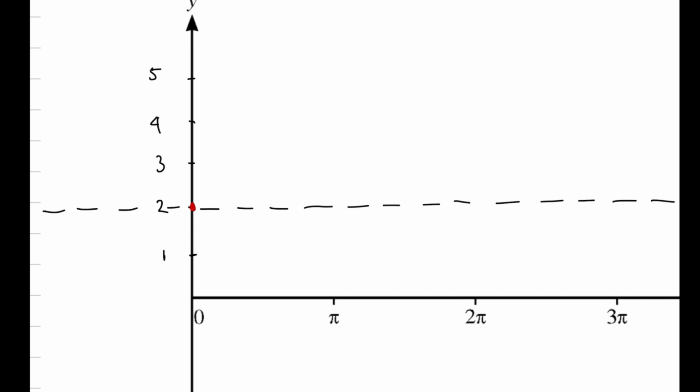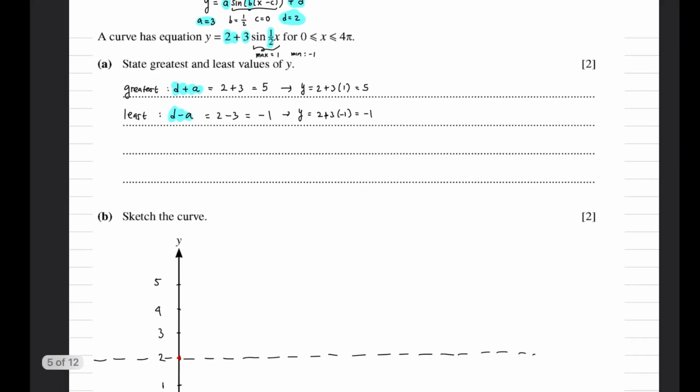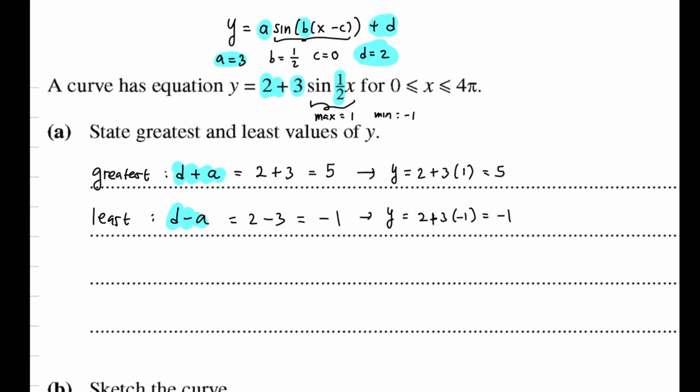If you have horizontal translation, you have to move your starting point, so be careful. For sine, always start from the principal axis here, and then x equals 0, and then you go up by the amplitude, which is 3, right? But we have to know the period.